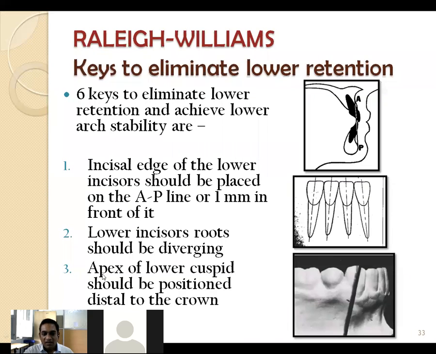And coming to the third one, the apex of the lower cuspid should be positioned distal to the crown. So the lower canine root apex should be distally diverging. It should be angulated in the distal direction.